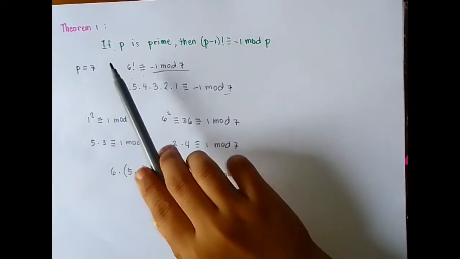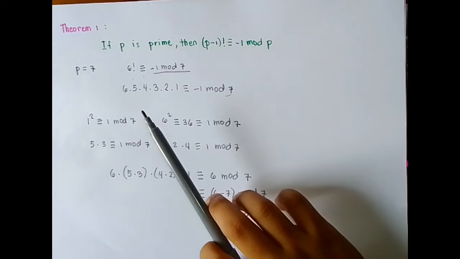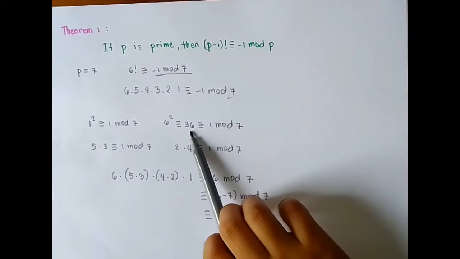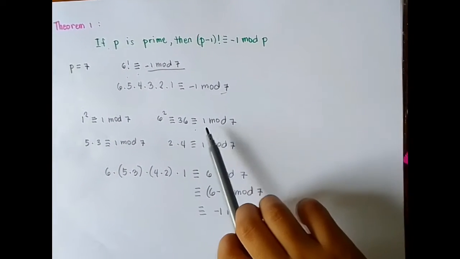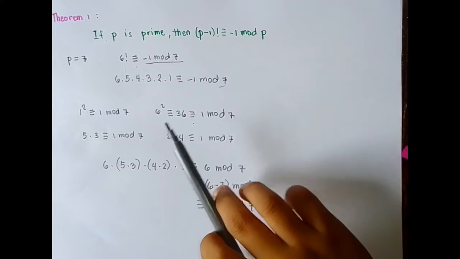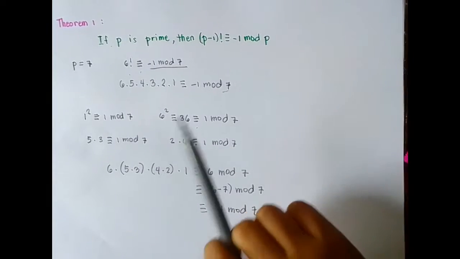Notice that 6 is its own inverse modulo 7 because 6 times 6 is 36, which is equivalent to 1 mod 7. In fact, for any modulus p, the value of p minus 1 is always its own inverse modulo p.